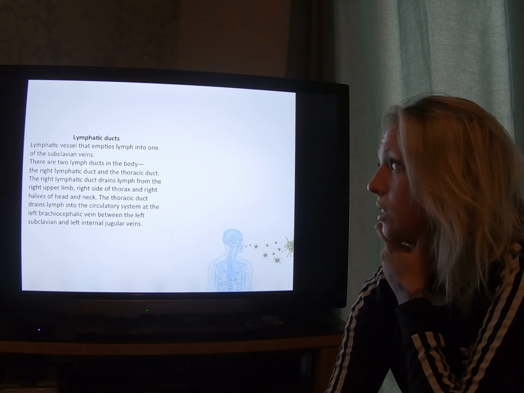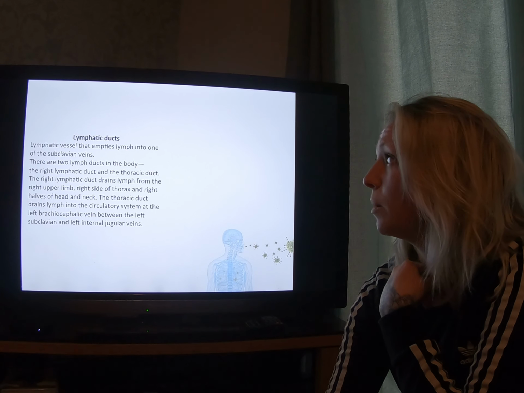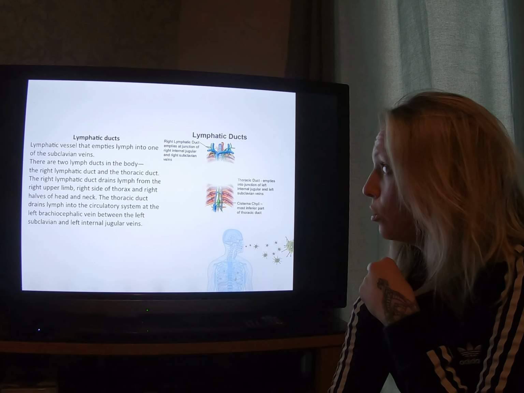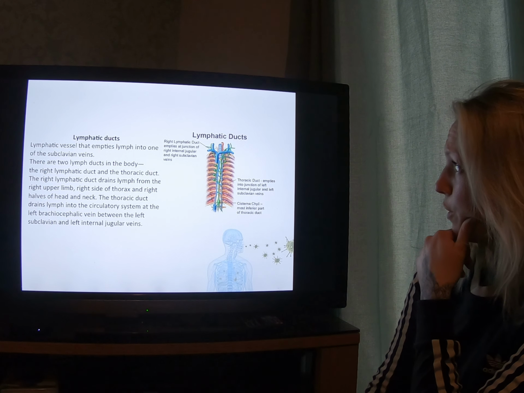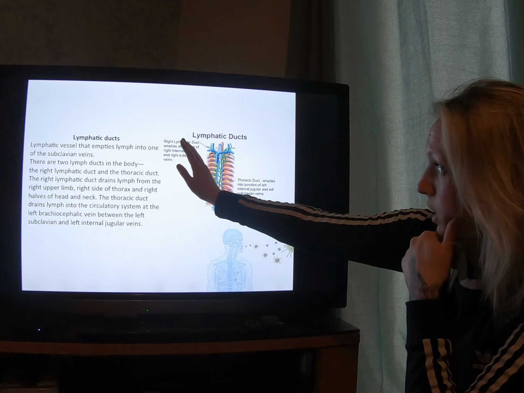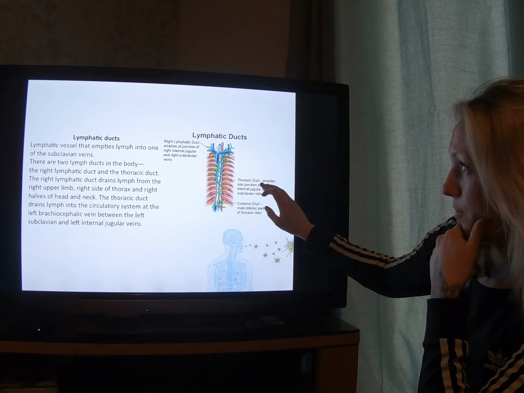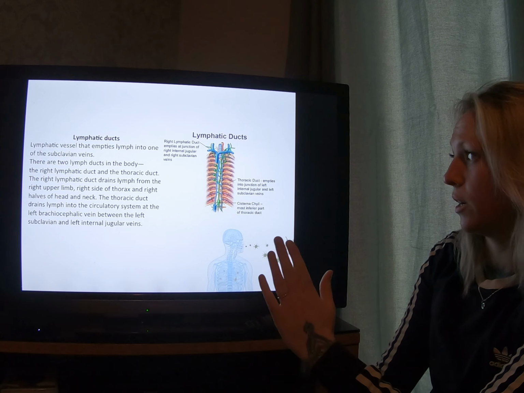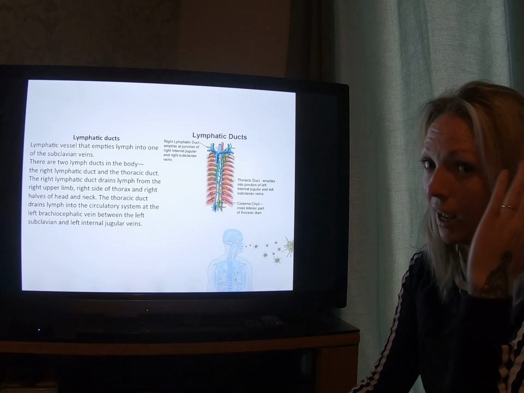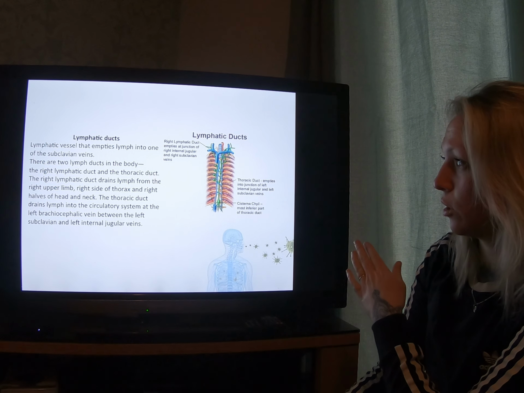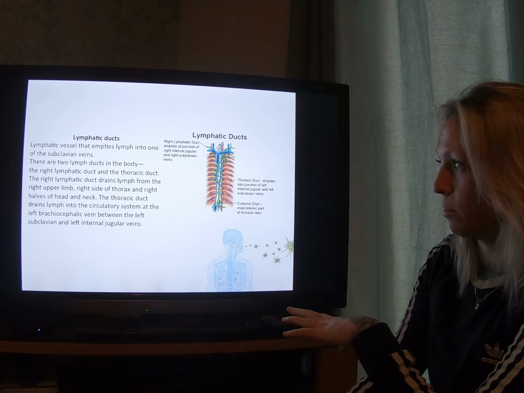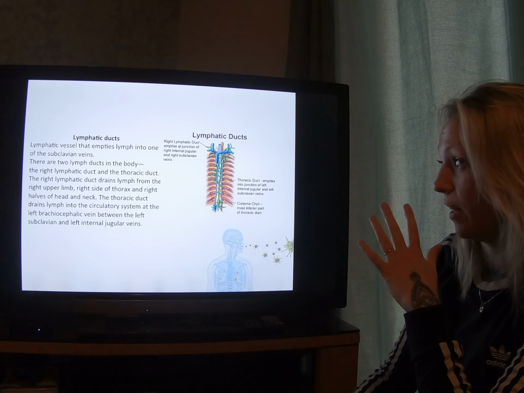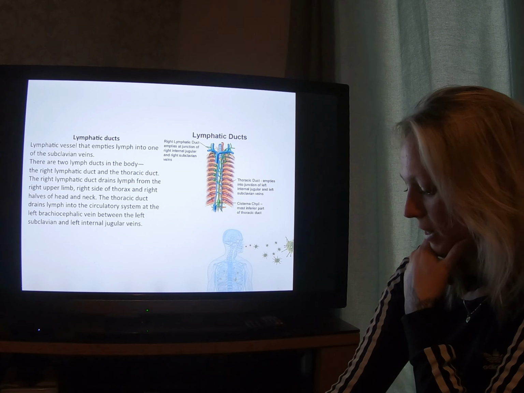So the lymphatic ducts. The lymphatic vessel empties lymph into one of the subclavian veins. There are 2 lymph ducts in the body: the right lymphatic duct and the thoracic duct. The right lymphatic duct drains lymph from the right upper limb, right side of the thorax, and right halves of the head and neck. The thoracic duct drains the lymph into the circulatory system at the left brachiocephalic vein between the left subclavian and the left internal jugular veins.